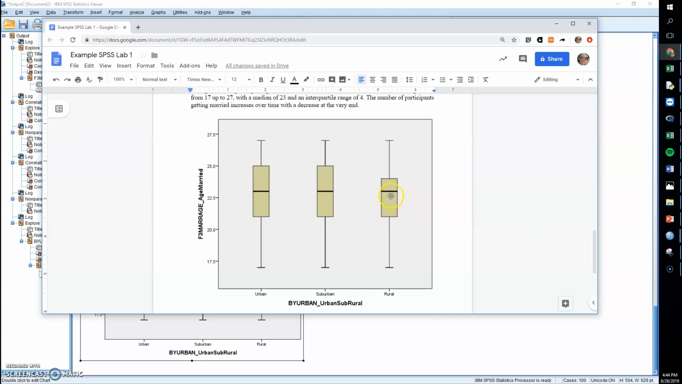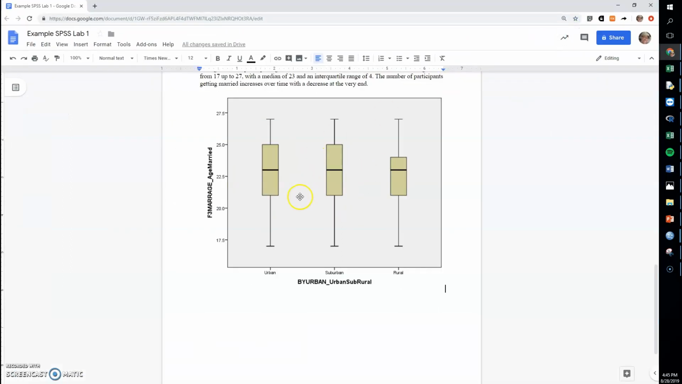But when we look at the distribution, and even honestly, even the medians are very similar. The thing that I see visually different here is that this box is much shorter than these two boxes. So what does that mean in statistical terms? What does that mean in plain English?